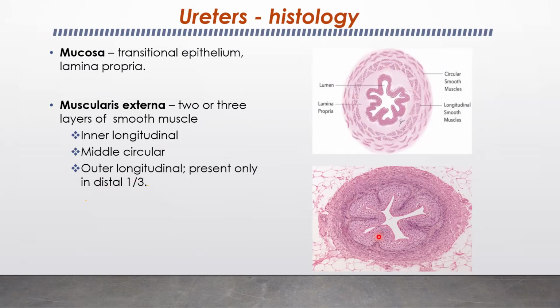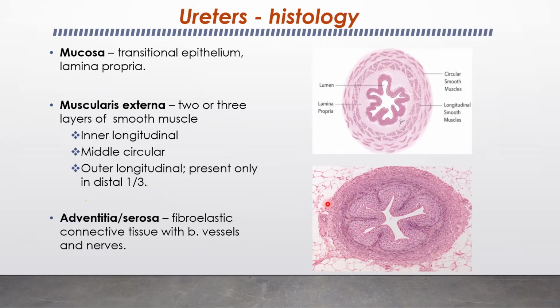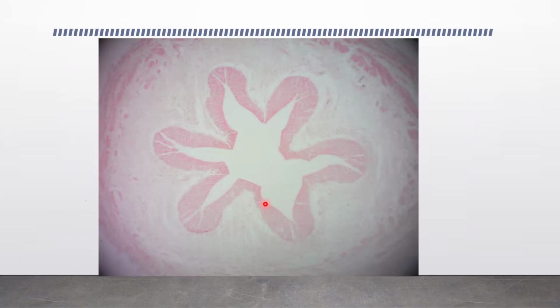You can appreciate the transitional epithelium there. This is a lamina propria, and then the muscular layer will be there, consisting of the 3 layers. And then you'll have the adventitia, sometimes serosa, the one that will be just adjacent to the adipose connective tissue. So it's a fibroelastic connective tissue with blood vessels and nerves to the ureters, as we talked about. And now this is what we'll be able to appreciate in our labs.